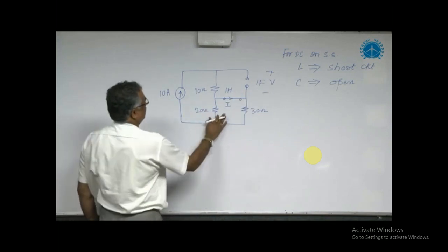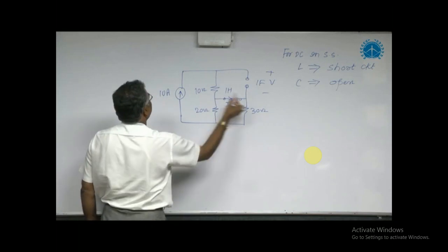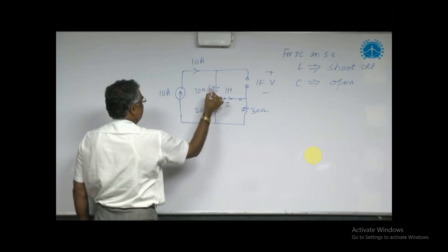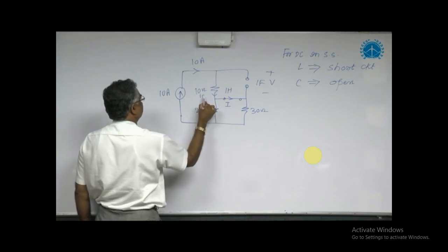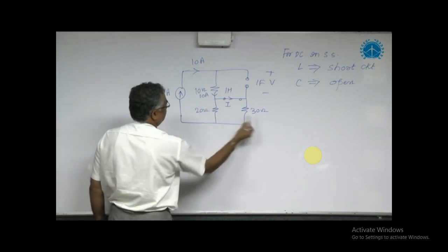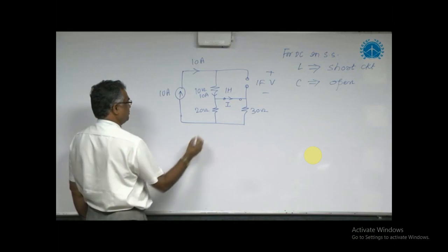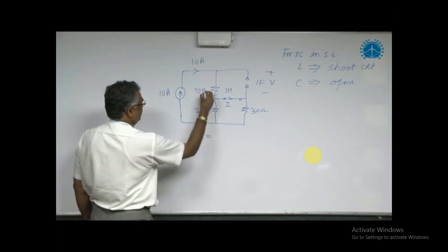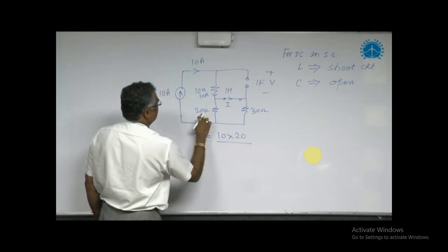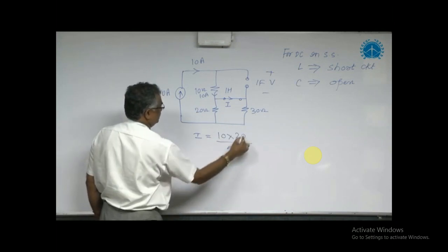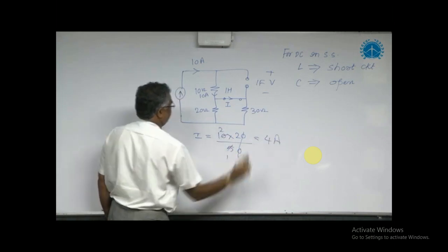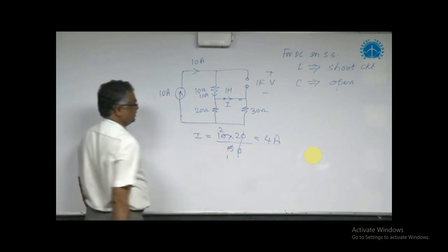Now if you observe this circuit carefully, this path is open. What is the current here? 10 amps. 10 ampere current entering. After the 10 ohm resistor also the current is same. This 10 ampere current divides between 20 ohm and 30 ohm. Using current division formula, this current I is equal to incoming current 10, times opposite branch resistance 20 by 20 plus 30, 50. So this is equal to 4 amps. Current through inductor is 4 amps.